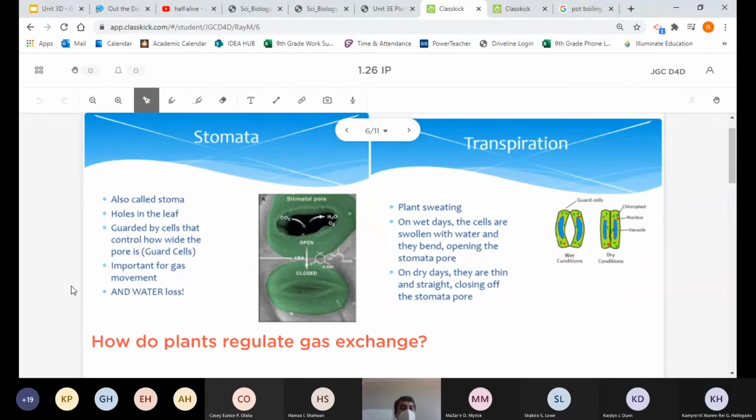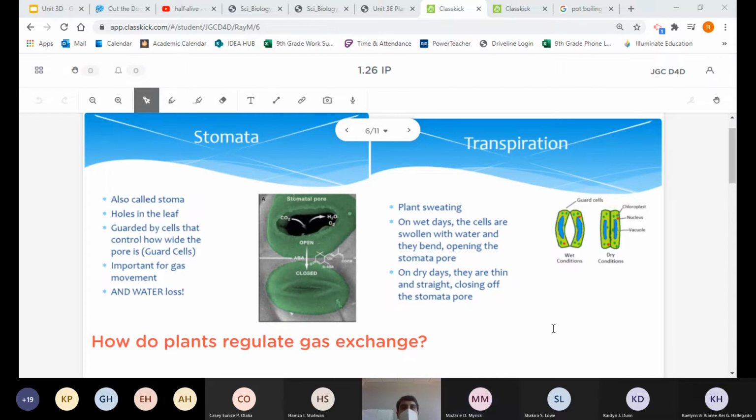All right, so let's focus in a little bit more on the stomata. Would someone mind reading the blue text here underneath stomata? Go for it, Mazari, thank you. Also called stomata, holes in the leaf guarded by cells that control how wide the pore is. Guard cells are important for gas movement and water loss. Very good, thank you, Mazari.